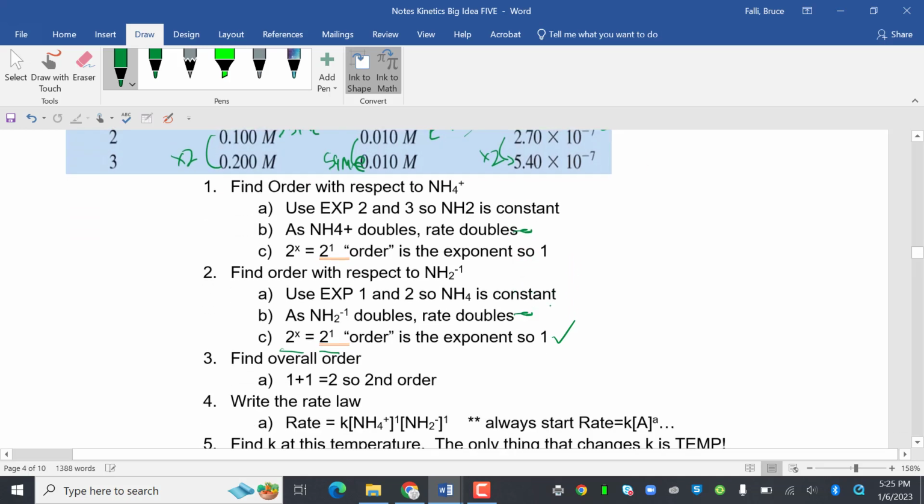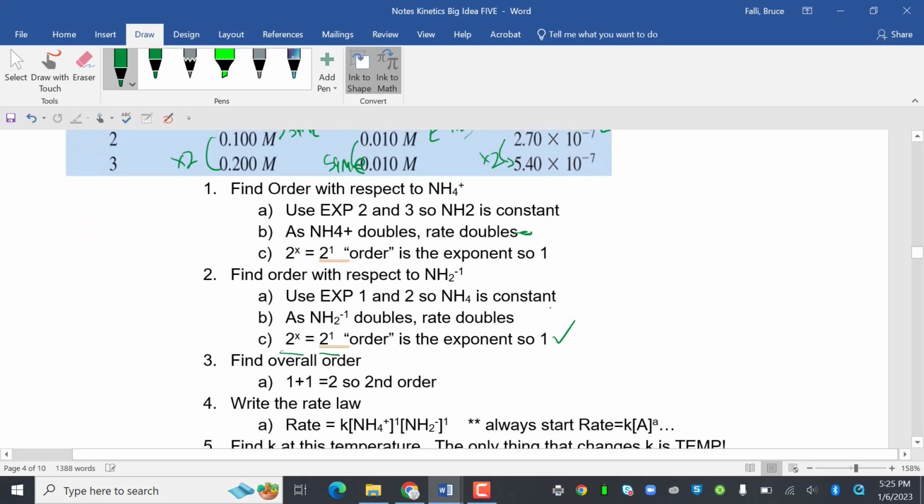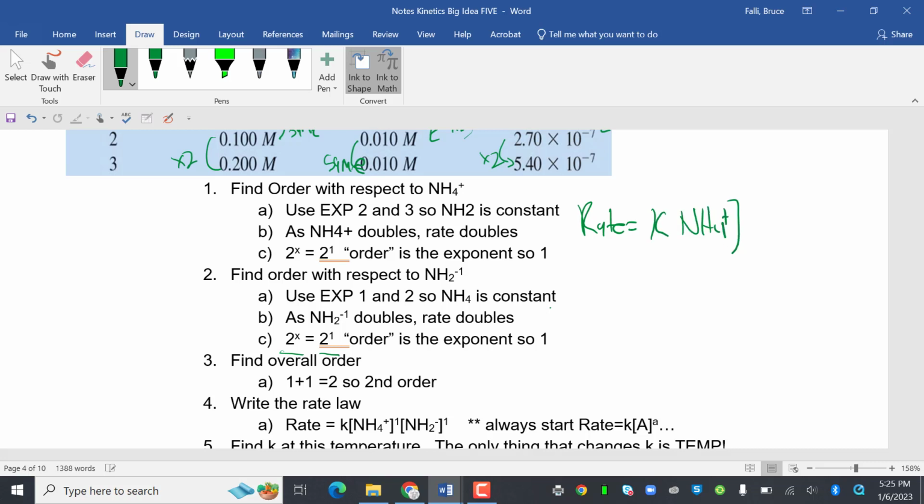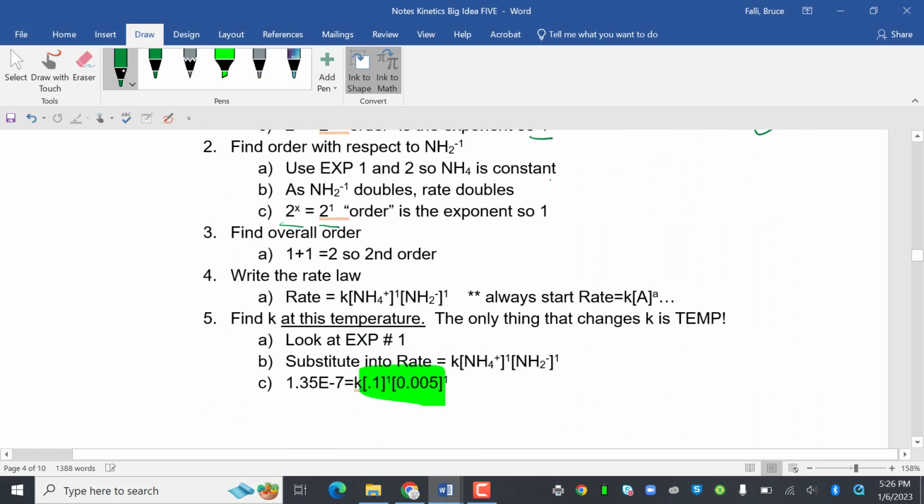So we're going to find the overall order. So I've now found that as I'm writing this, I would need to write the rate law. So I would start out by doing rate equals k. It's always going to be k. And NH4 positive in brackets, right? I just found that out. This order is 1. And then NH2 negative, and this order is 1. So the overall order is 1 plus 1, 2. So let's write the rate law, which I already did.